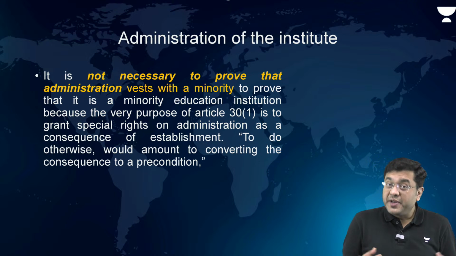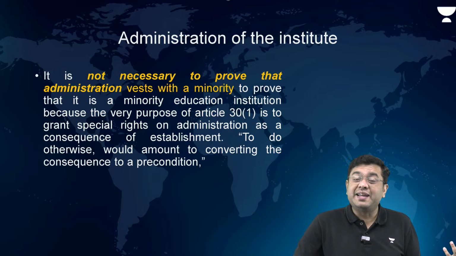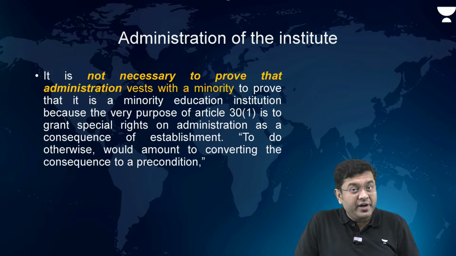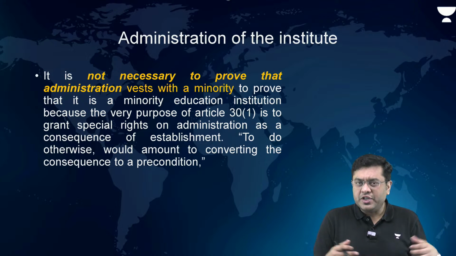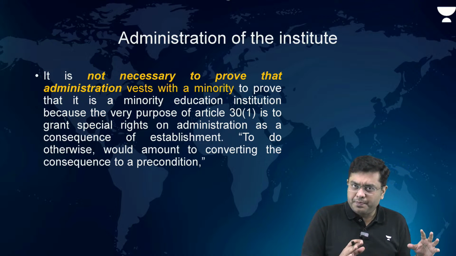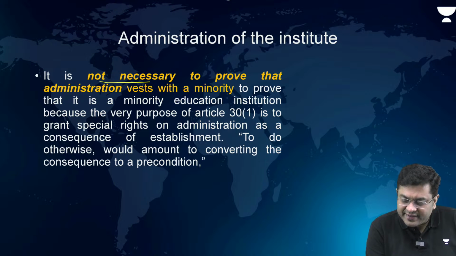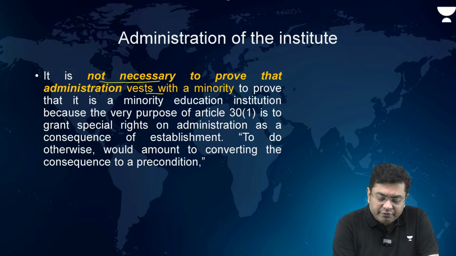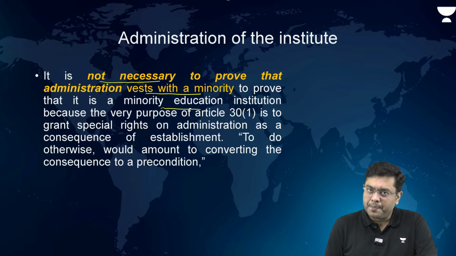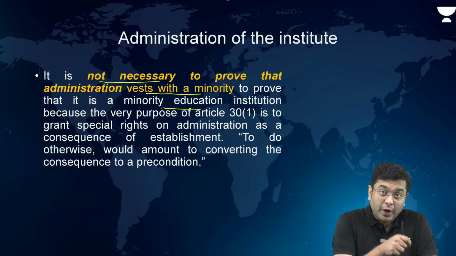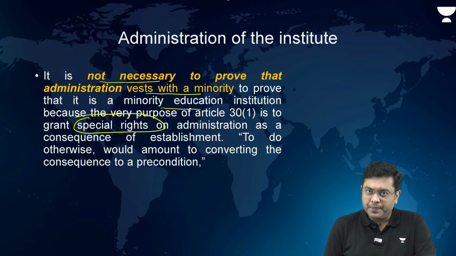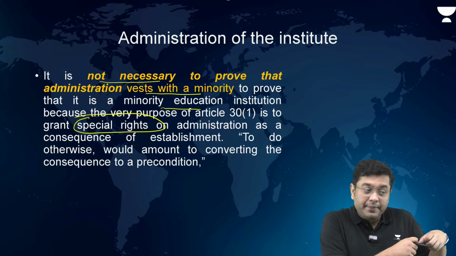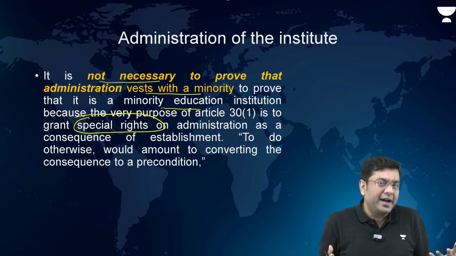Okay. Now, what about the administration of the institute? Because the 1967 judgment had said that it has to be administered by the minority community itself. So there is where the Supreme Court differs. The present judges of the 7-judge bench differed from the earlier 5-judge bench ruling. And they said it is not necessary to prove that administration vests with a minority to prove that it is a minority educational institution. Okay, because the very purpose of Article 30 Part 1 is to grant special rights on administration. That people of the minority community will have a special right in terms of administration.